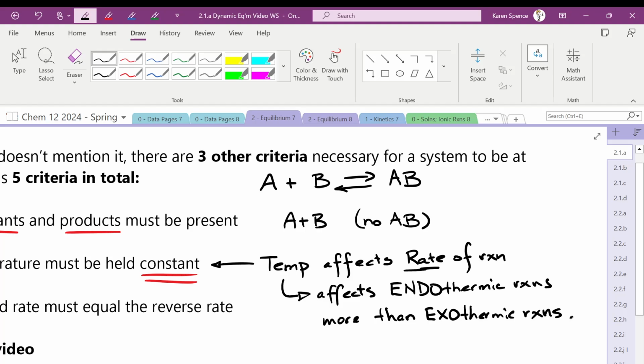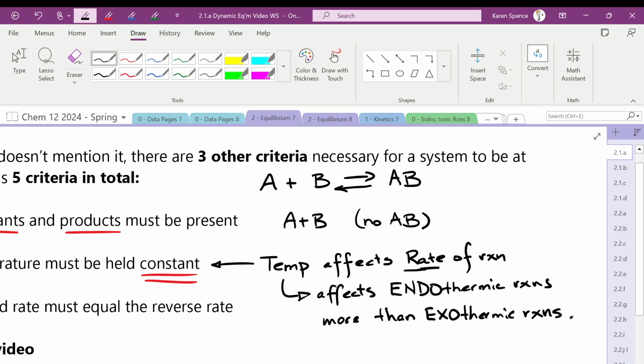Whichever one is endothermic, if we lower the temperature, it will slow down more. If we raise the temperature, the endothermic will speed up more than the exothermic. And if both rates are equal, and they both speed up, but one speeds up more, are they equal? No. And if their rates are not equal, are we at equilibrium? No, because we'll be making product faster or we'll be making reactant faster.